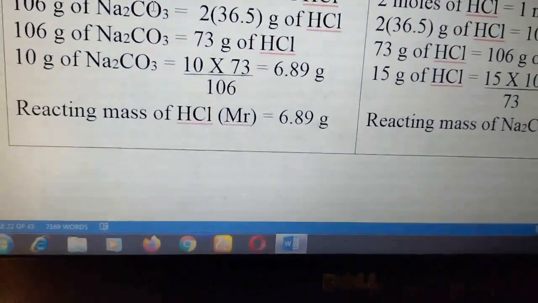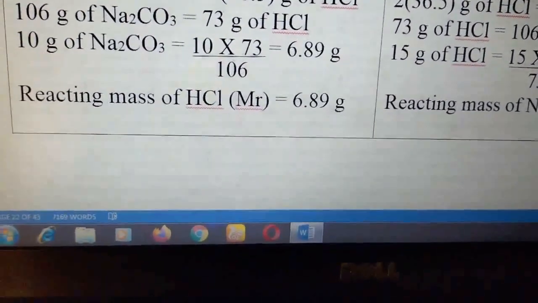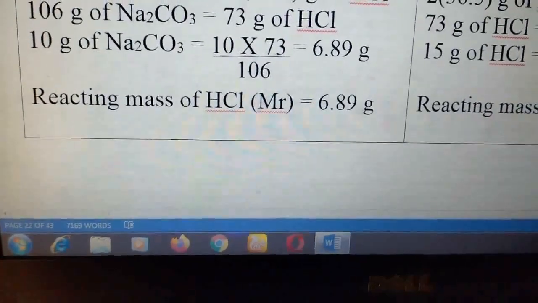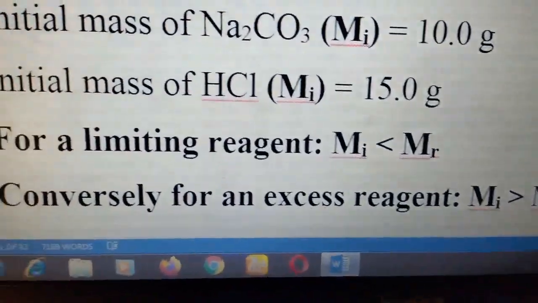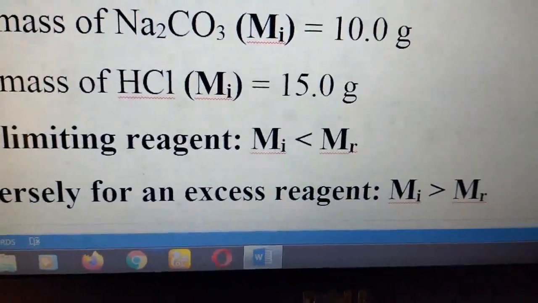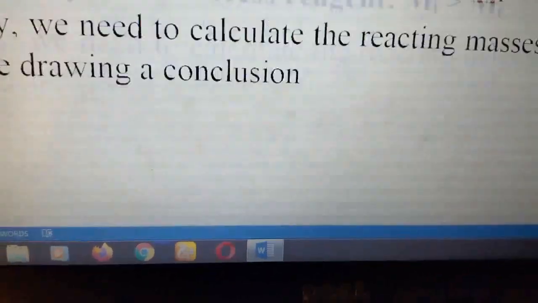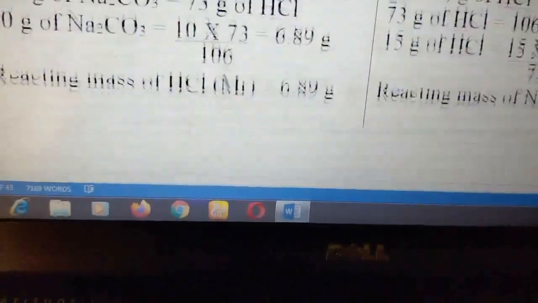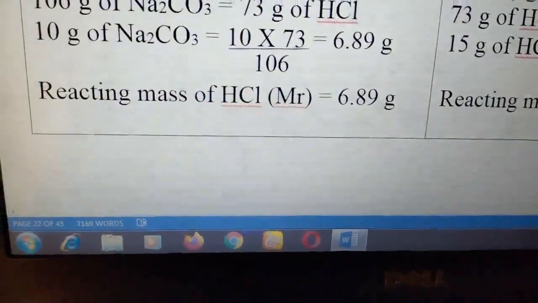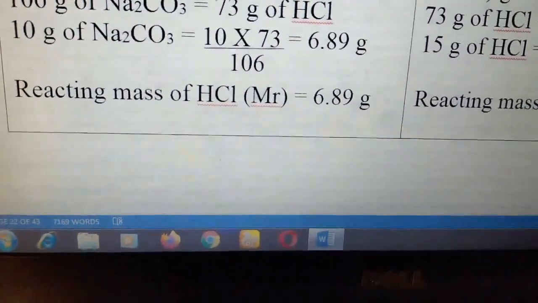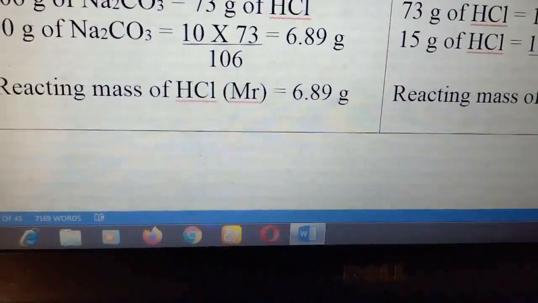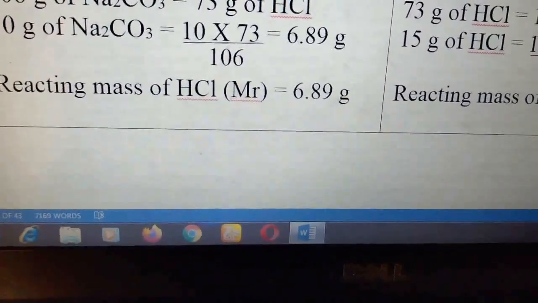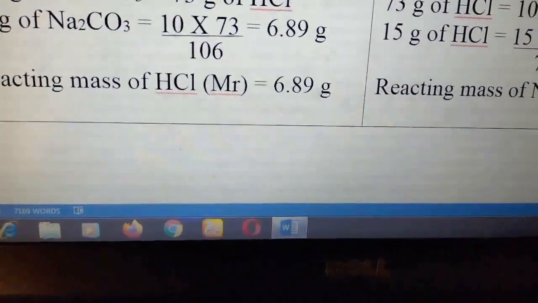So we have to now consider, is HCl a limiting reagent or an excess reagent? The reacting mass is 6.89. What mass of HCl was introduced? The mass of HCl introduced, you can see, is 15 gram. We introduced 15 gram and 6.89 gram of HCl reacted. That means that HCl is in excess. What you introduce is more than what is going to react, by 15 minus 6.89 gram.